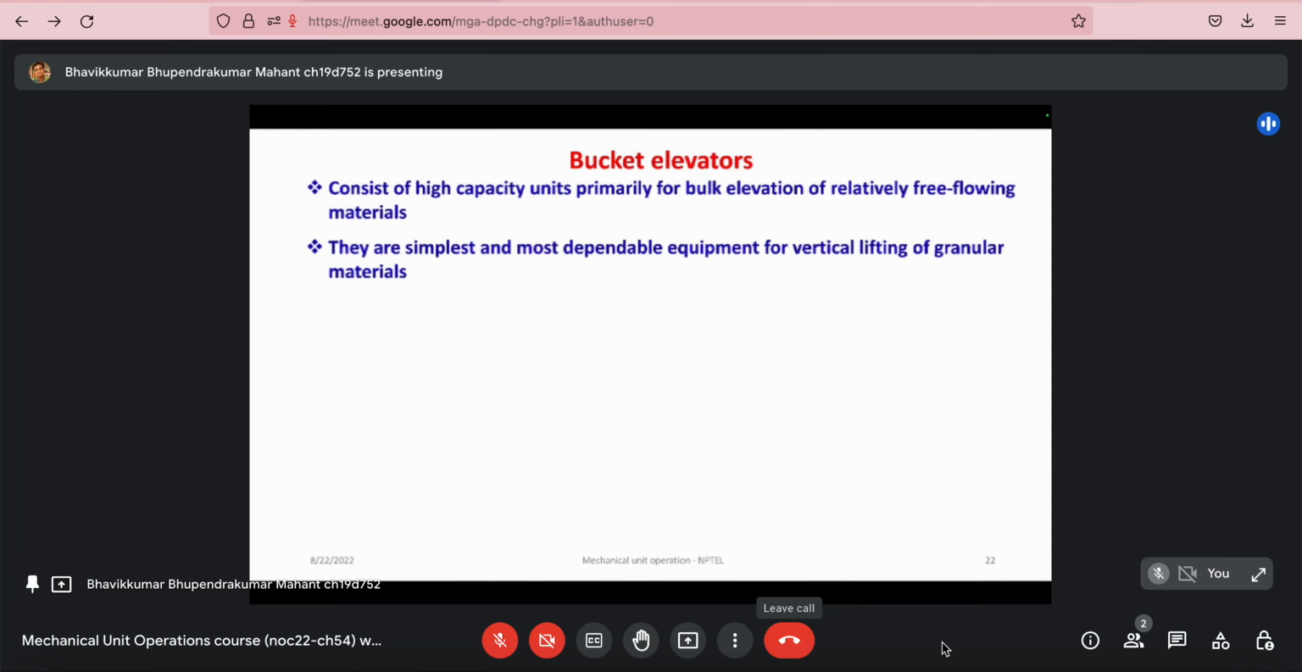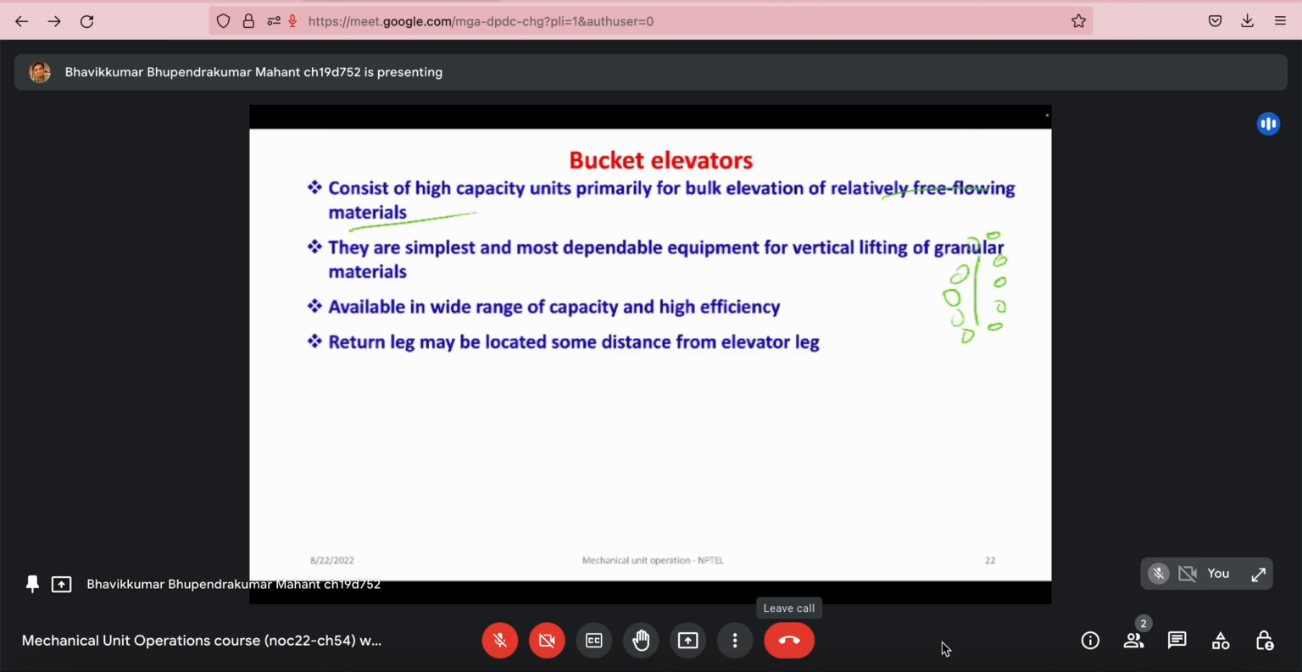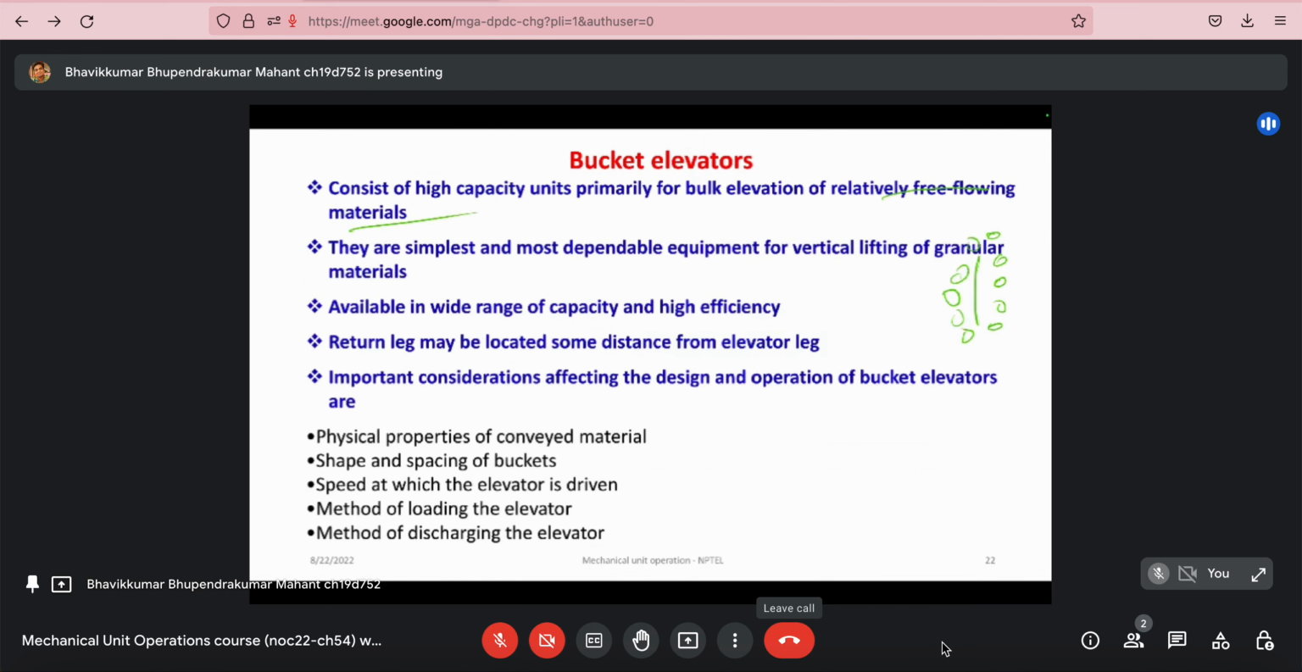It consists of high capacity units primarily for bulk elevation of relatively free flowing materials. A bucket elevator always has buckets, and it has high capacity. They are the simplest and most dependable equipment for vertical lifting of granular material. They are available in a wide range of capacities and with high efficiency. The return leg may be located some distance from the elevator leg. So these are the important considerations for why we consider bucket elevators.